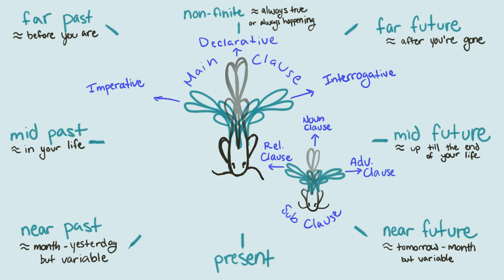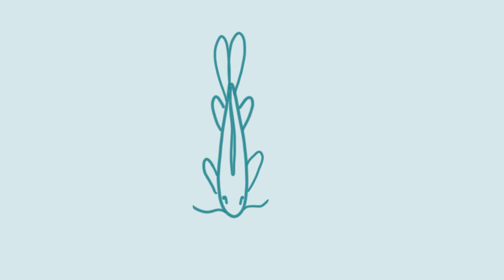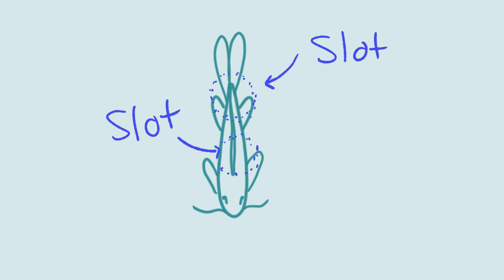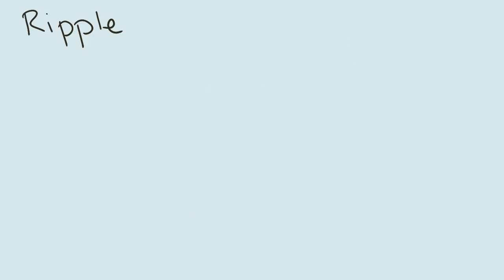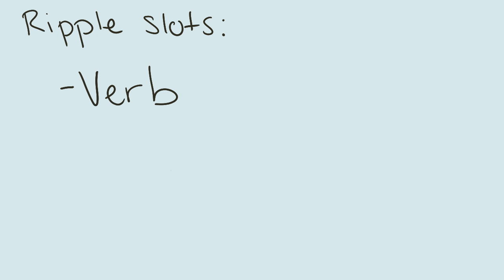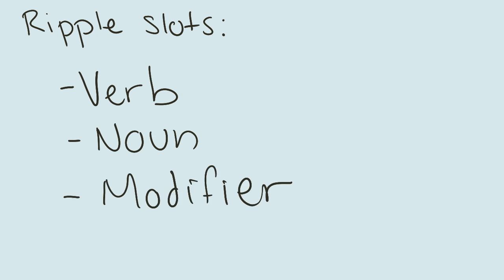In addition to the grammar encoded on a koi, grammar is shown by where ripples, or the actual words of a sentence, sit in relation to the fish. I call this relational grammar ripple slots. Let's talk about ripple slots actually. In essence, there are 3 different types of slots: verb slots, noun slots, and modifier slots.